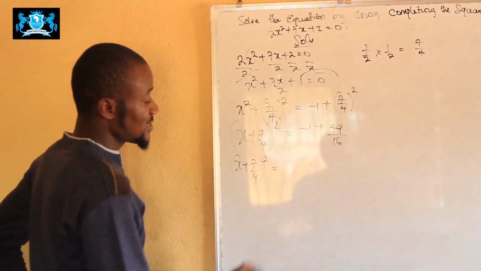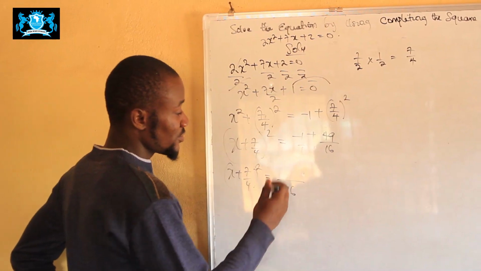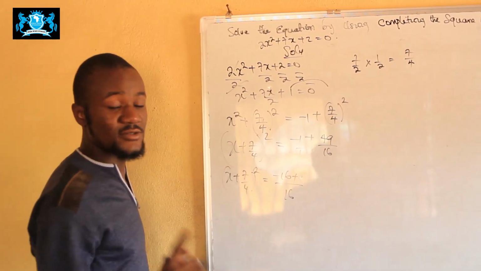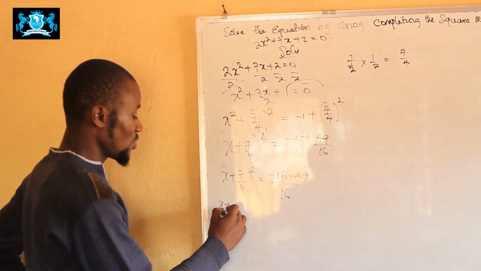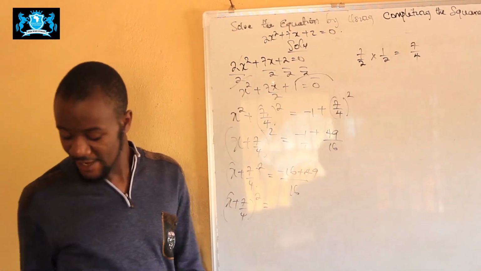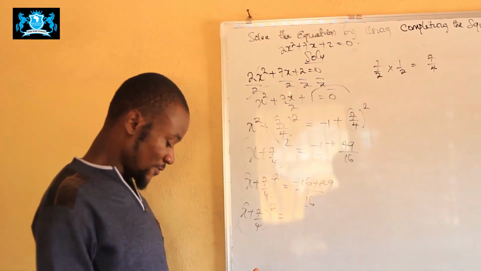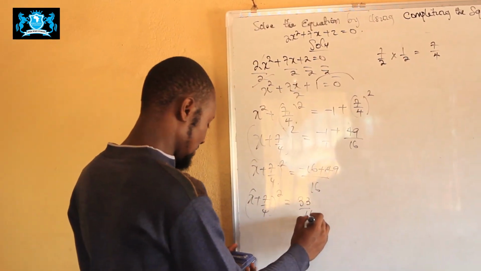So we now have x plus 7 over 4 all raised to power 2 is equal to minus 1 over 1 plus 49 over 16. The LCM is 16. 16 times minus 1 is minus 16, plus 49 over 16. So x plus 7 over 4 all raised to power 2 is equal to minus 16 plus 49, and you'll be having 33 over 16.